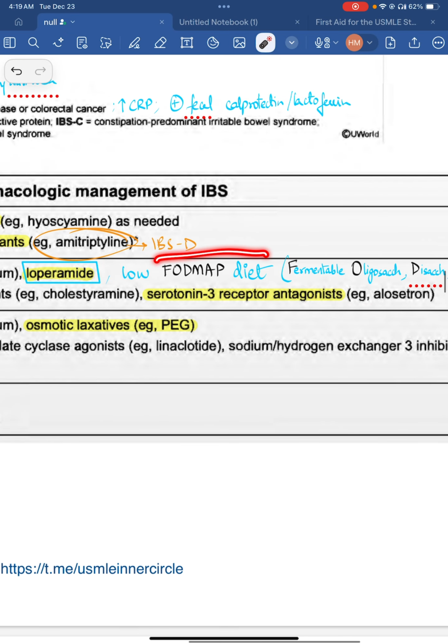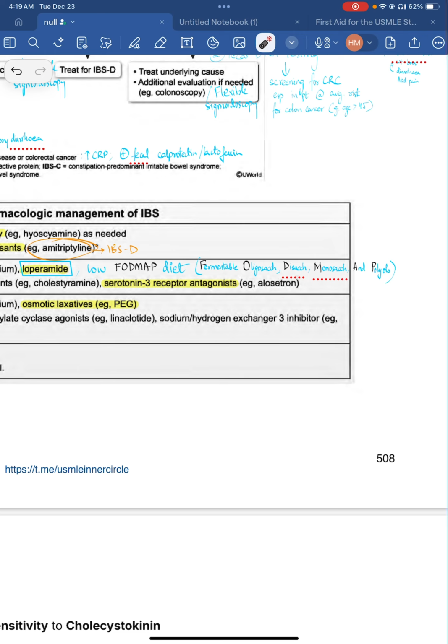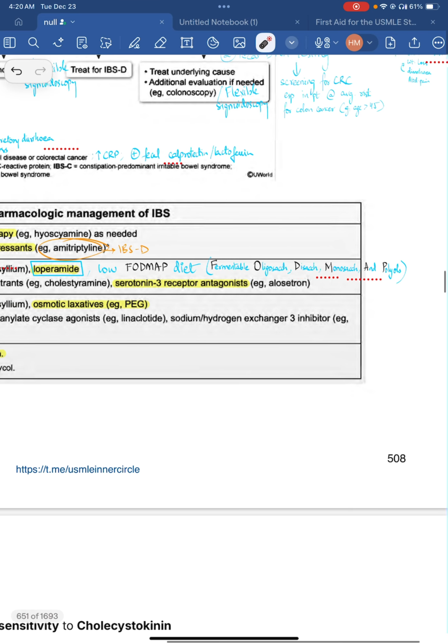Important question: what is the FODMAP diet? Fermentable oligosaccharides, disaccharides, monosaccharides, and polyols. Basically, it is asking you to decrease all kinds of carbohydrate intake. Low FODMAP diet. Fermentable monosaccharides, disaccharides, oligosaccharides should all be decreased, and polyols should also be decreased.